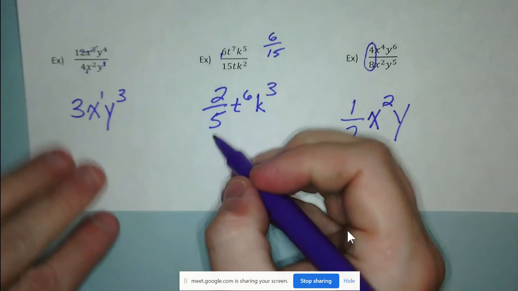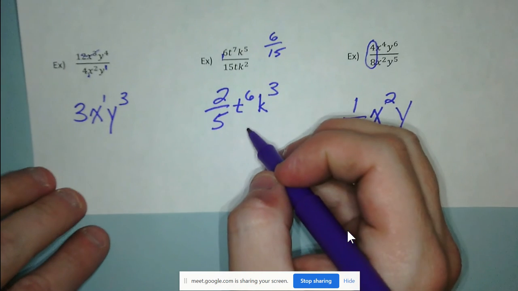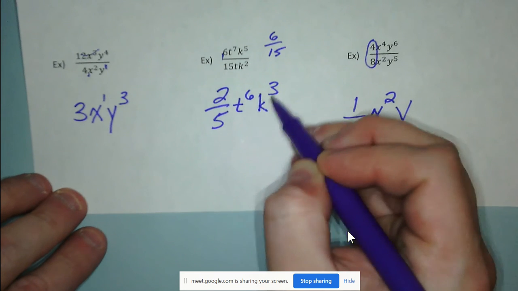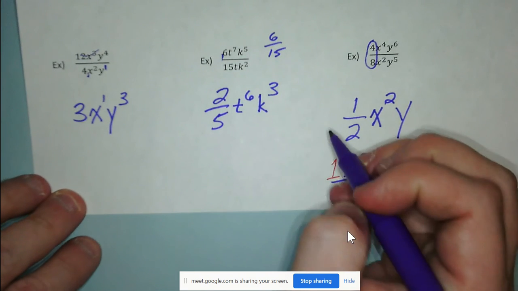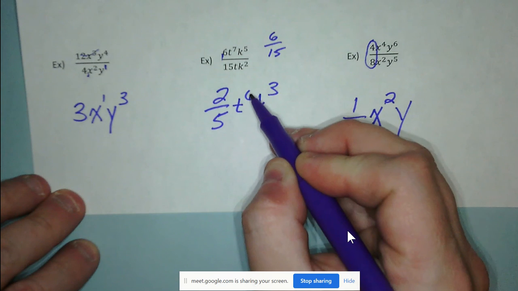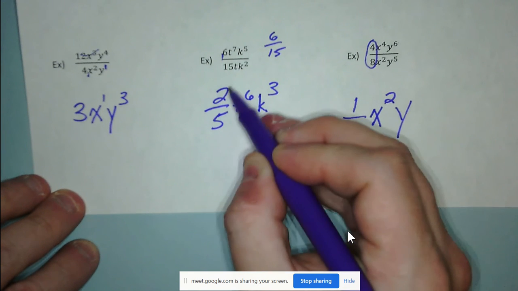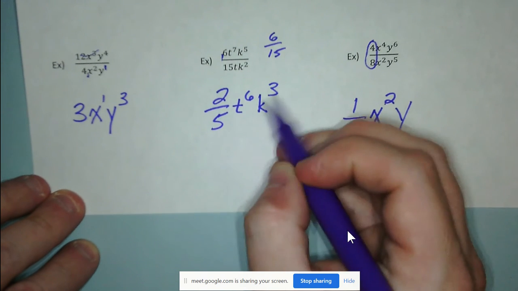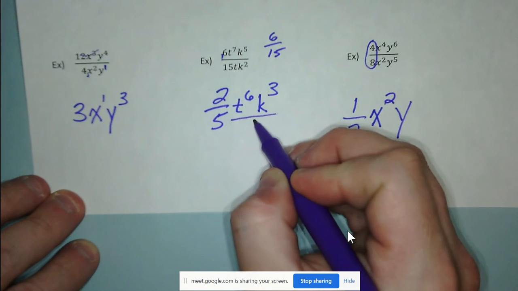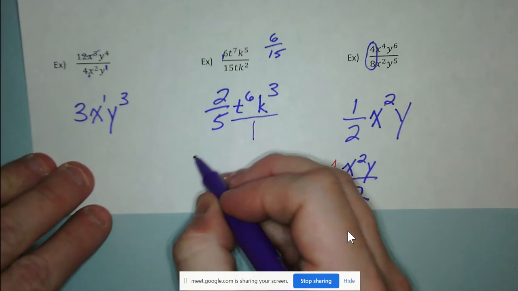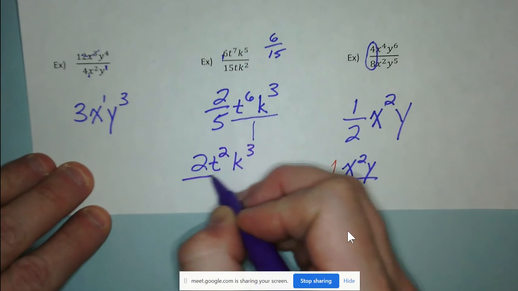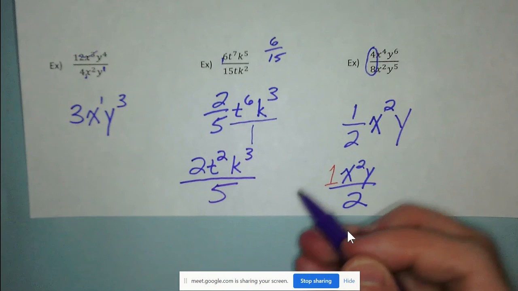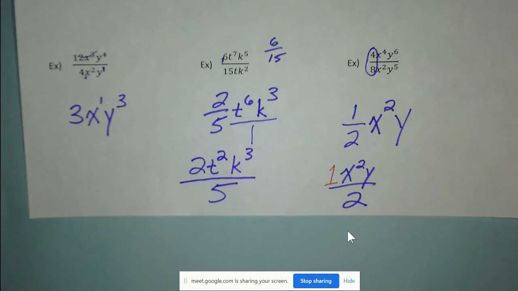So over here in this example, you don't have to all the time, but if you wanted to multiply this and make this all just one final fraction, the t to the 6th and the k to the 3rd would go into the numerator, because technically it's all over 1 in a way. So 2t to the 6th, k to the 3rd, all over 5. It's just another way to write it. Okay.